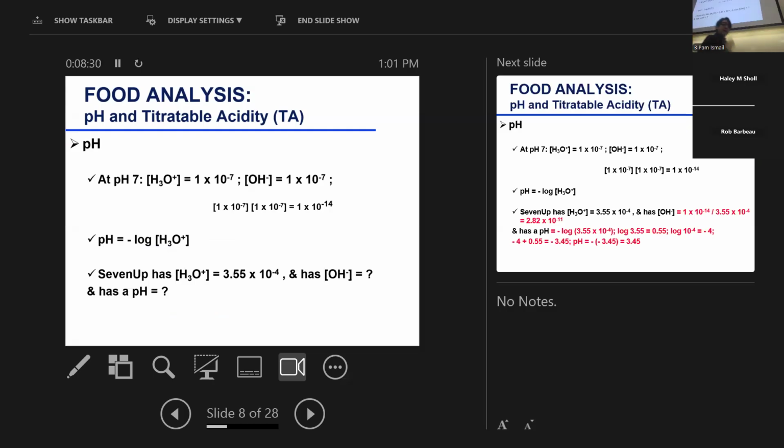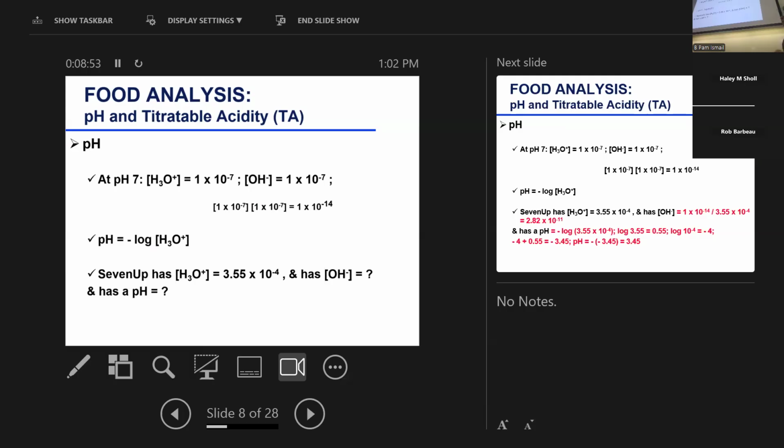pH is the inverse log of hydronium ion. There's pOH too, but it's not commonly used. pOH is the inverse log of the OH minus, but we don't use it. We use pH, which is the negative log of the hydronium ion. So let's do some calculation to apply this pH.